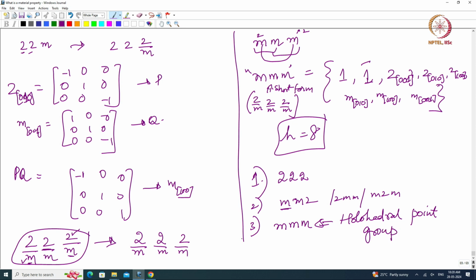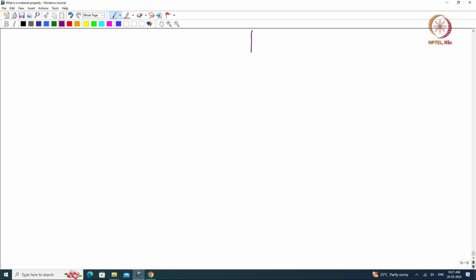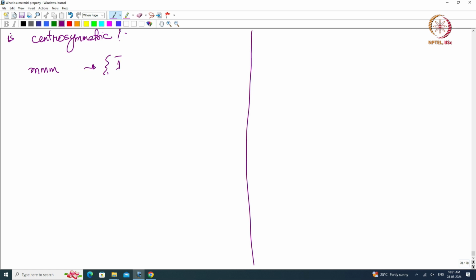Then if I ask the question, which of these point groups has an inversion symmetry, right, the 1 bar symmetry, right. So which of these orthorhombic point groups is centrosymmetric, if I ask that question, then the answer is m m m has the 1 bar, right, in addition to other elements.